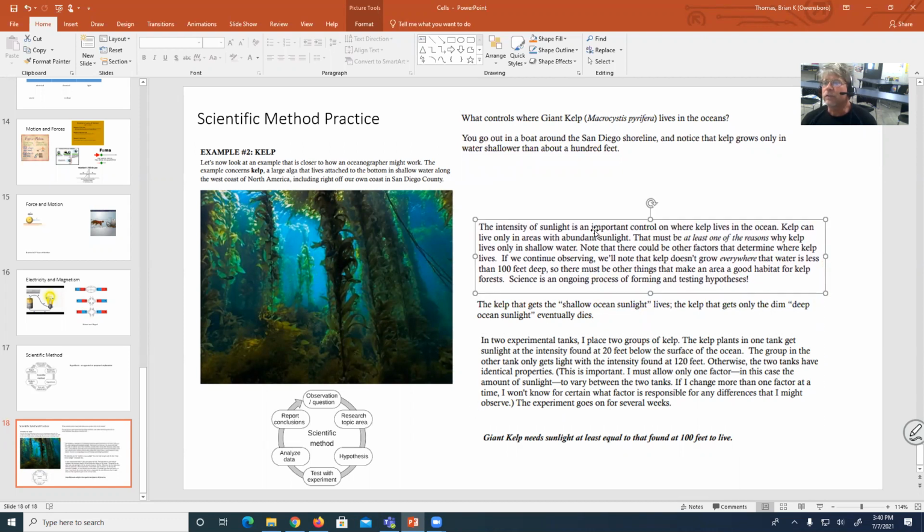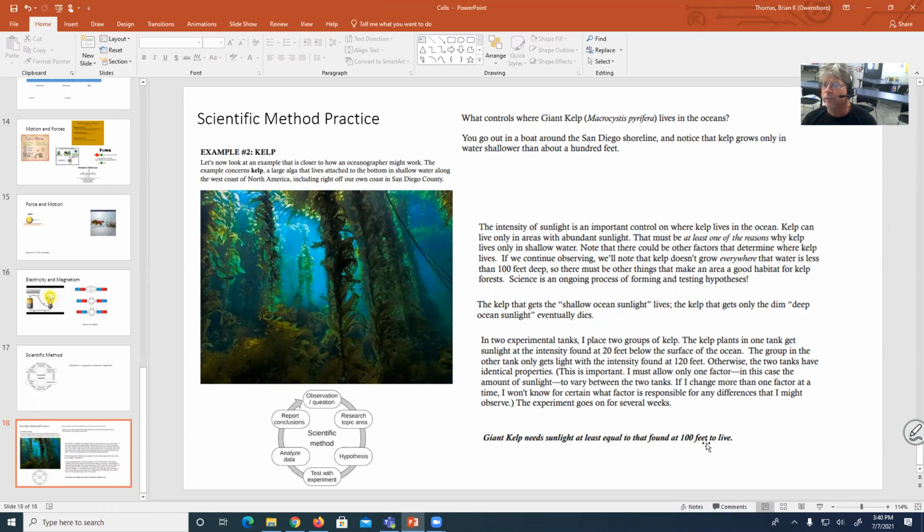So again, this sentence here sounds like the research has already been done. The kelp gets sunlight. The kelp that gets the shallow sunlight lives. The kelp that gets only deep ocean sunlight eventually dies. That sounds like an observation statement. That seems like I've already done some research as well. So I'm looking really for a hypothesis. I'm really looking for an educated guess of the why.